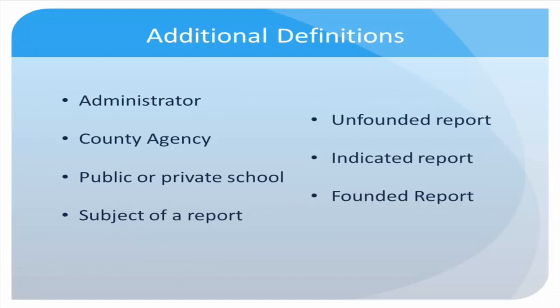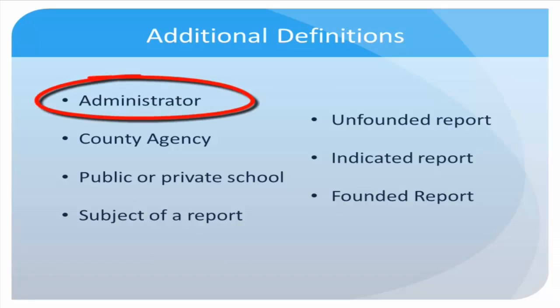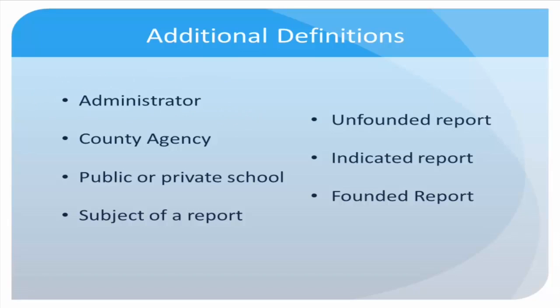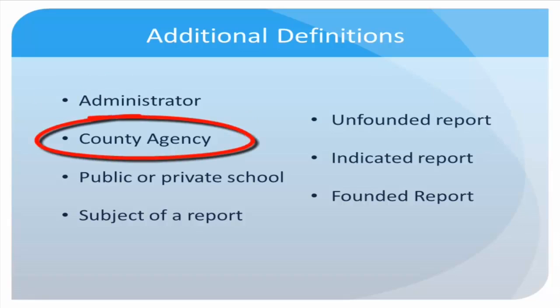Now let's look at some additional definitions found in the Child Protective Services Law. An administrator is the person responsible for the administration of a public or private school, intermediate unit, or area vocational technical school. The term includes an independent contractor. County agency is the County Children and Youth Social Service Agency.